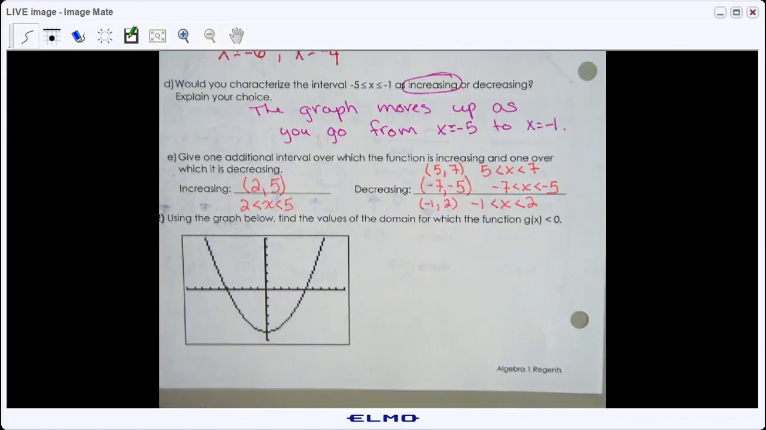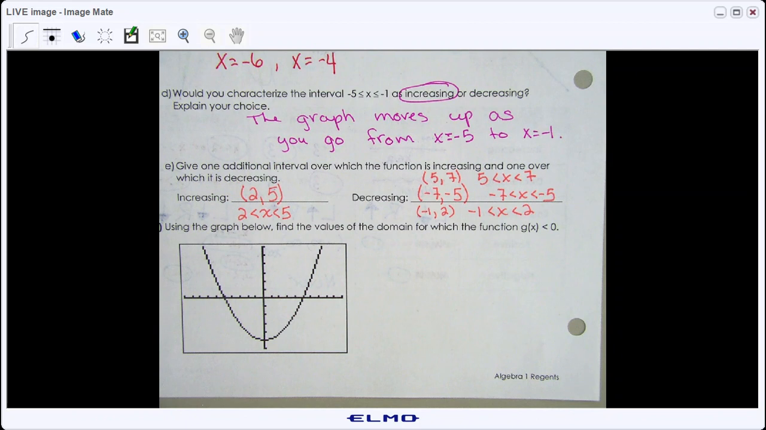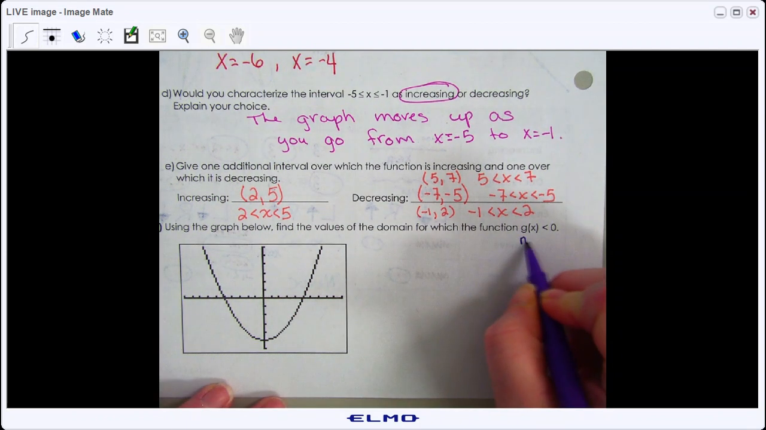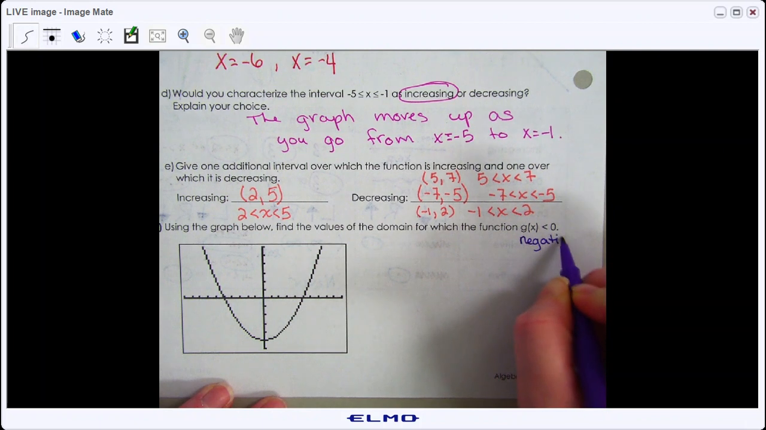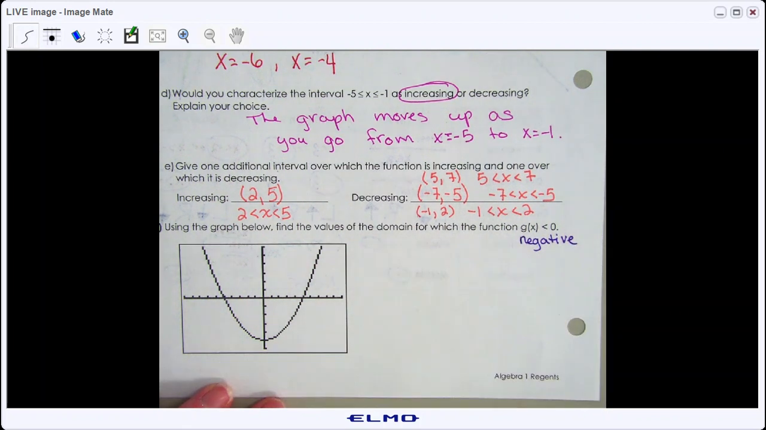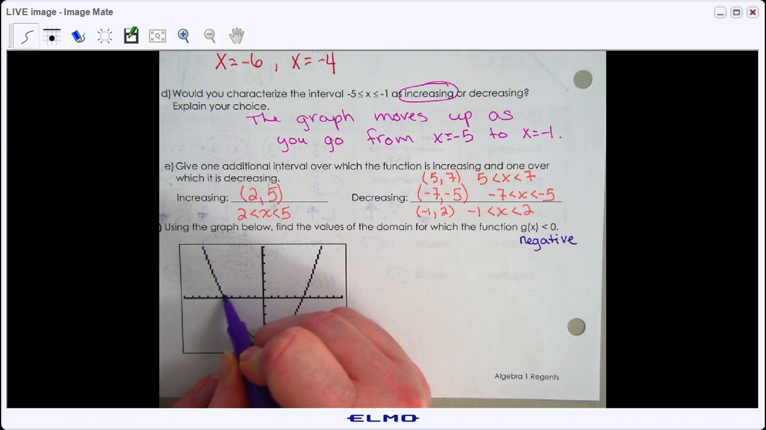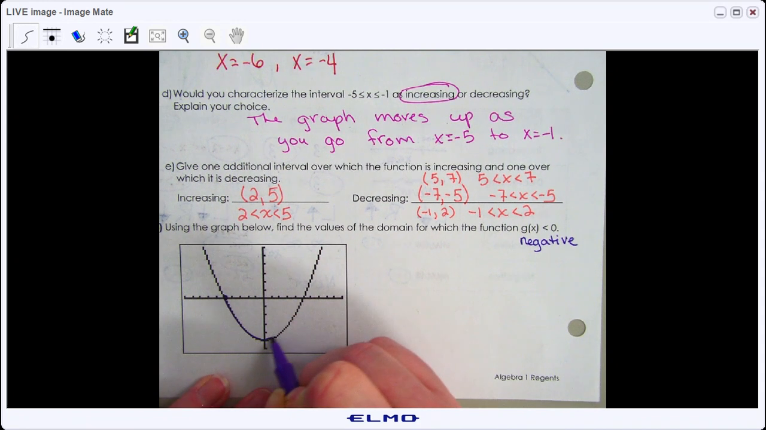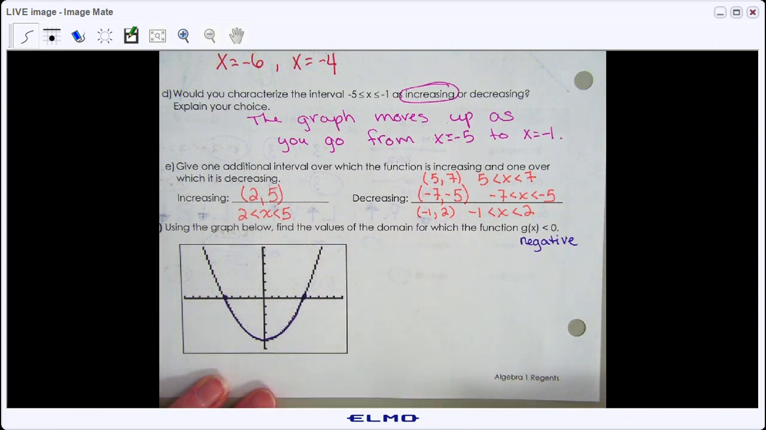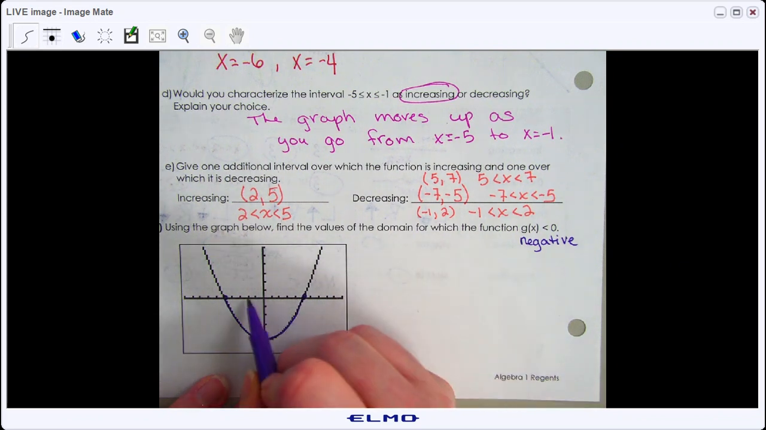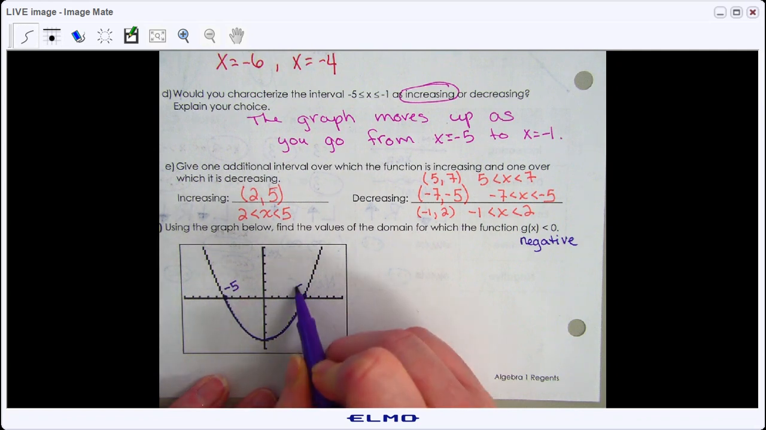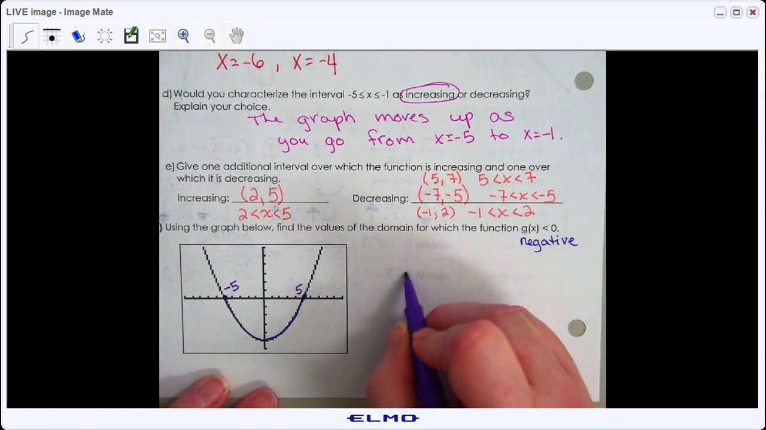So then our last question, using the graph below, find the values of the domain for which the function is less than 0. If it's less than 0, that means it's a negative value. So this question is asking us to find when the function is negative. Again, it's negative when it's below the x-axis. So from here to there, that's from -5 to positive 5.